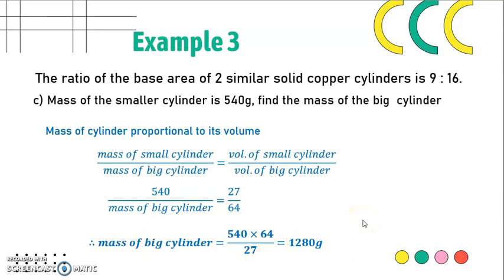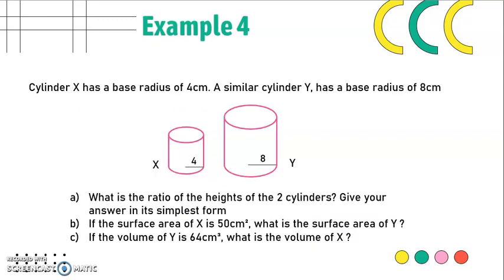So that is one of the example problem solving. Okay, so if you find it confusing, please review back the working. Okay, so now let's proceed to example 4. This example 4 is inside your notebook. Okay, so we have cylinder X has a base radius of 4 cm. A similar cylinder Y has a base radius of 8 cm. First, what is the ratio of the heights of these two cylinders? Give your answer in the simplest form. And B, if the surface area of X is 50 cm cubed, what is the surface area of Y? And lastly, if the volume of Y is 64 cm cubed, what is the volume of X?